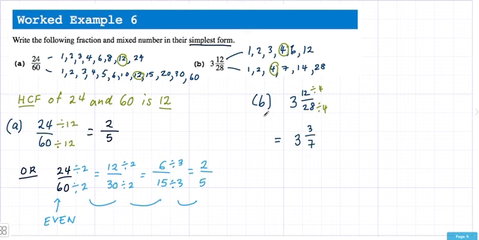So this particular example here, 3 and 12 28ths, if I want to write that in what's called simplest form, then the simplest form for that would be 3 and 3/7. You don't have to do anything with the whole number part, just simplify the fraction part by finding the highest common factor, or you could have divided by 2 a couple of times here to get to the same result.